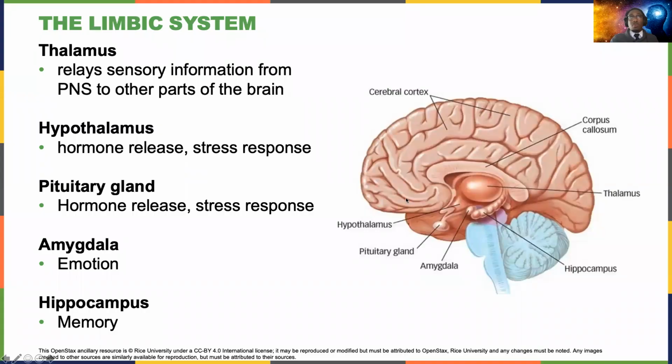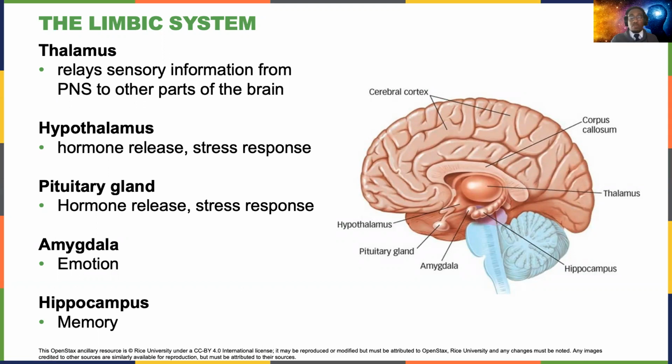So to say a little bit more about the limbic system, there are five main structures for you to know at this level that make up the functions of the limbic system. First, the thalamus. The thalamus is the sensory relay station of the brain. If the brain were like a city, the thalamus would be the central bus terminal. It's where all the information goes through.